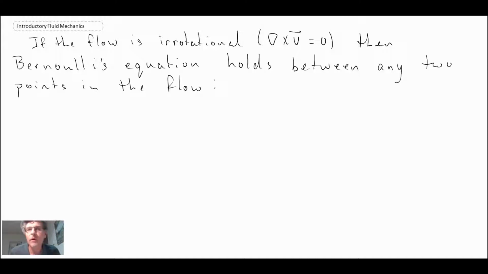So this is a more general form of Bernoulli's equation. If you have irrotational flow, it gives you a little bit more flexibility, because evaluating the Bernoulli's equation, we know that that is equal to a constant, only now that can be anywhere in the flow.